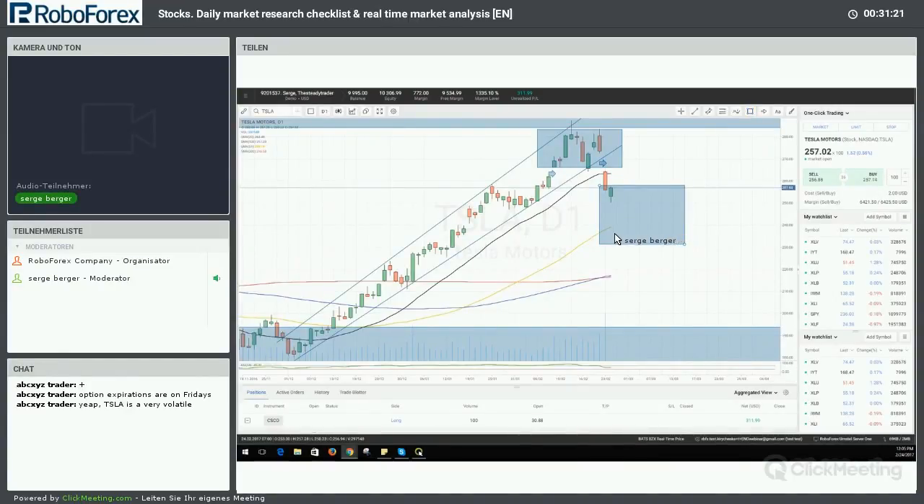Maybe the stock needs to mean revert back to its 50-day moving average. That's the yellow line. Maybe it even has to go back down to the 200-day, which is in red, and the 100-day, which is in blue, right? So that's kind of what I look at.